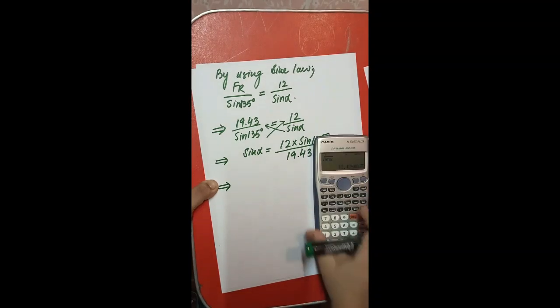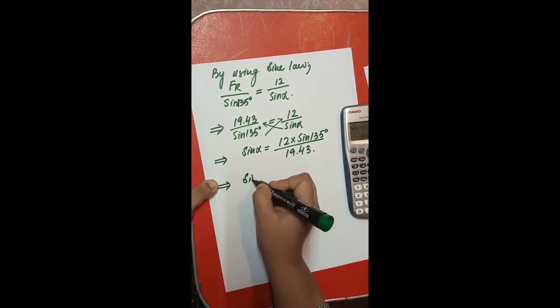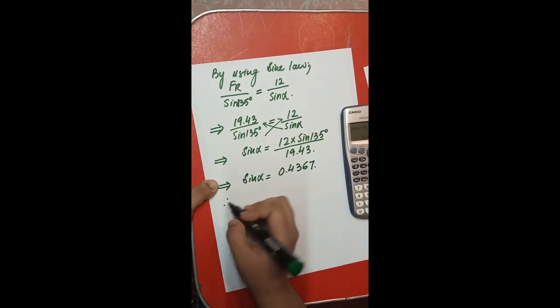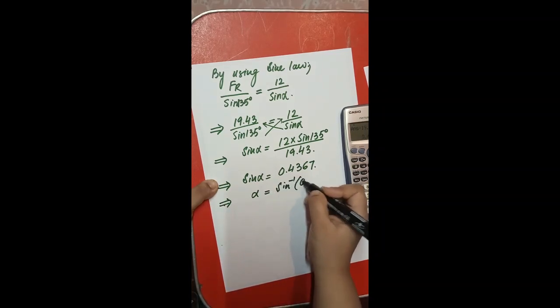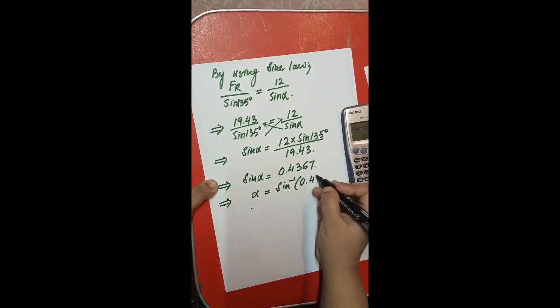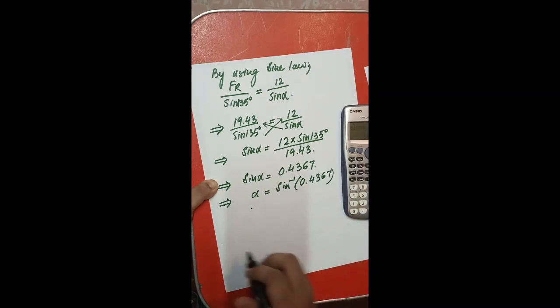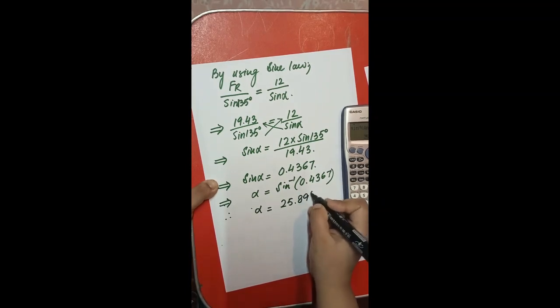So the value will be like this. What we have to do? 12 multiply sine of 135 degree, the calculator should be in degree, divided by 19.43. So we will get the answer. Sine alpha is equals to 0.4367. So what we have to do? We have to take sine inverse of this value, because sine comes over here, so it will become sine inverse. So we should apply shift sine inverse, and the answer will be alpha equals to 25.89 degree.